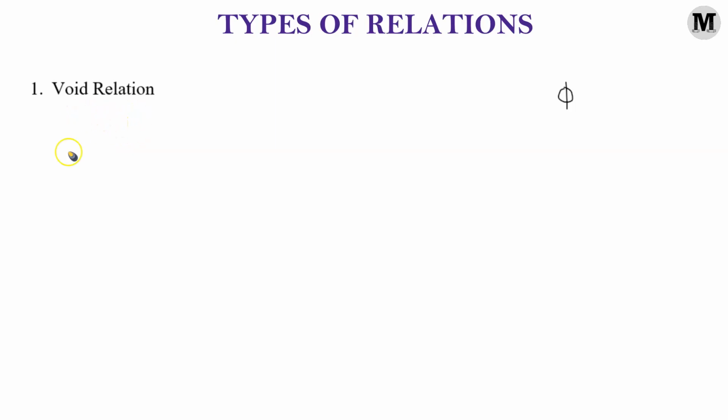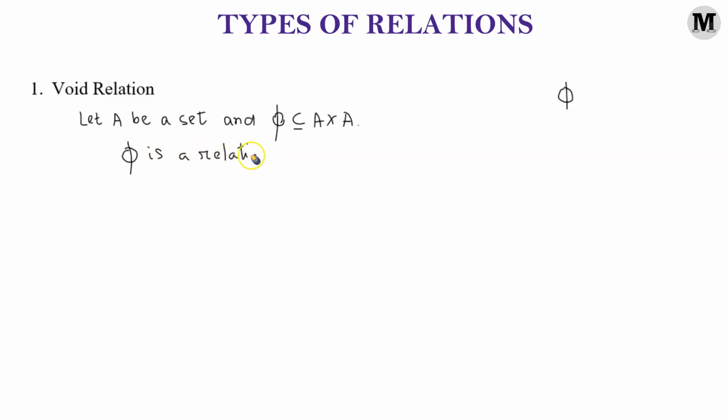Let A be some set, and we have this null set, which is a subset of the Cartesian product of the set A with itself. Then in that case, we can simply say that the null set is a relation on A. That's the definition of a relation. Now, what is phi? Phi being a null set, this simply means that this particular relation is going to be a void relation or simply an empty relation.